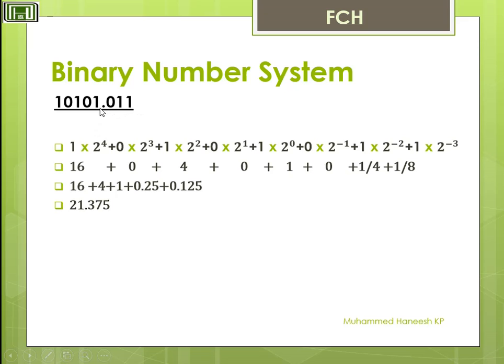10101.011. You need to remember, from the point to the left side you count from 0, 1, 2, 3, 4 to the binary base 2. Then here from -1, -2, -3, like that. Multiply and add all these values, you will get the result 21.375.